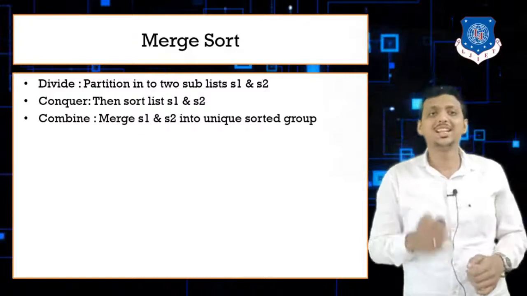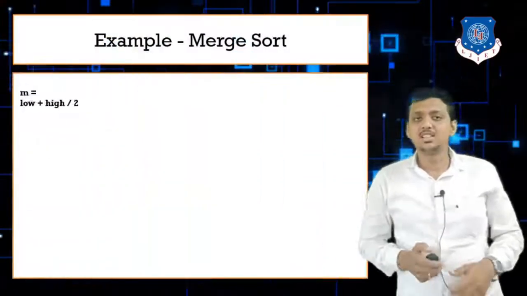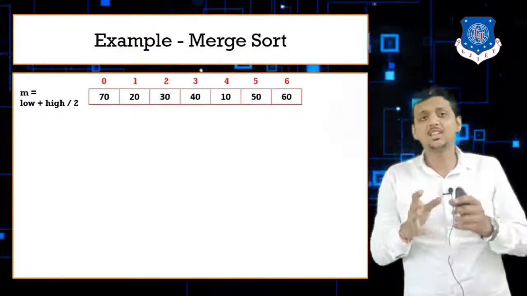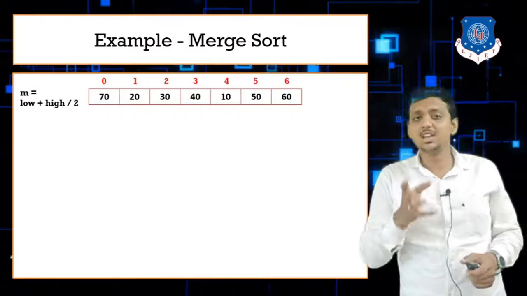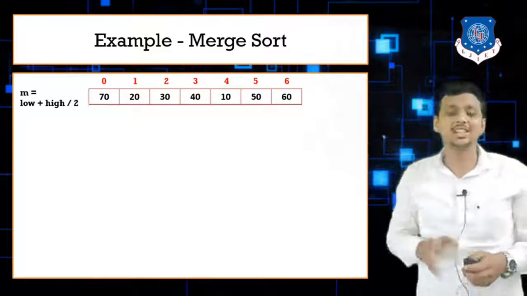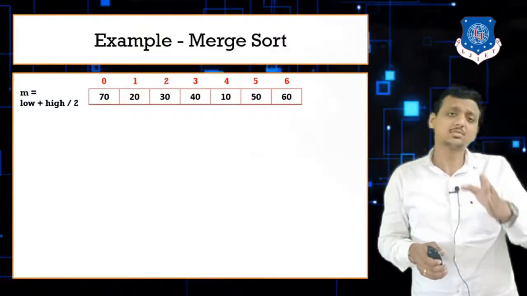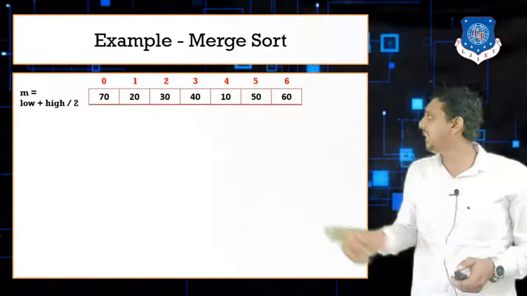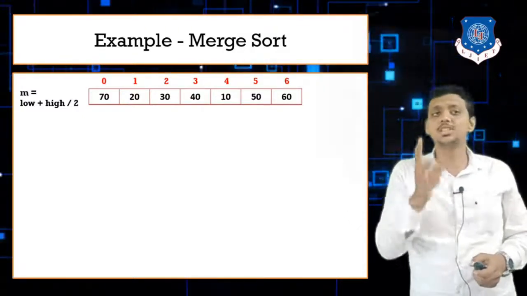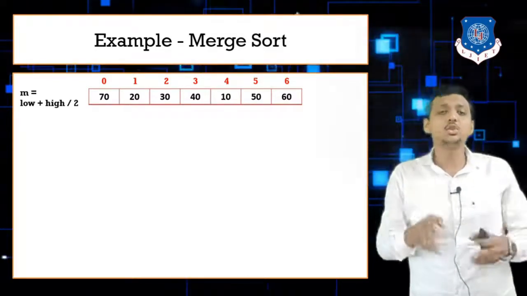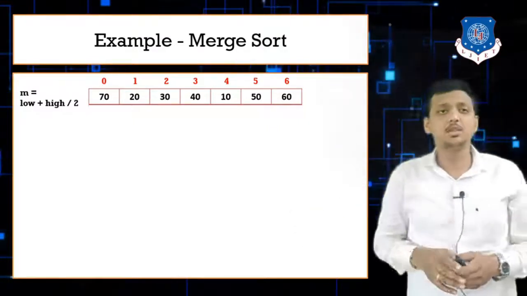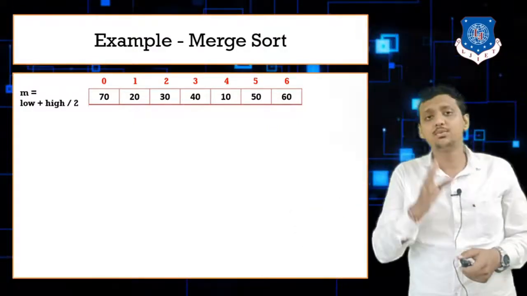So, how to do that? Let's see. I am showing you one example, and you will get a better idea of merge sort. Here we have an unsorted list, that is 70, 20, 30, 40, then 10, 50 and 60. My low is at 0, high is at 6. So which index becomes my midpoint? 0 plus 6 by 2, that means 3. So you need to divide your whole list from 3. Your left part will become 0 to 3 and the right part will become 4 to 6.